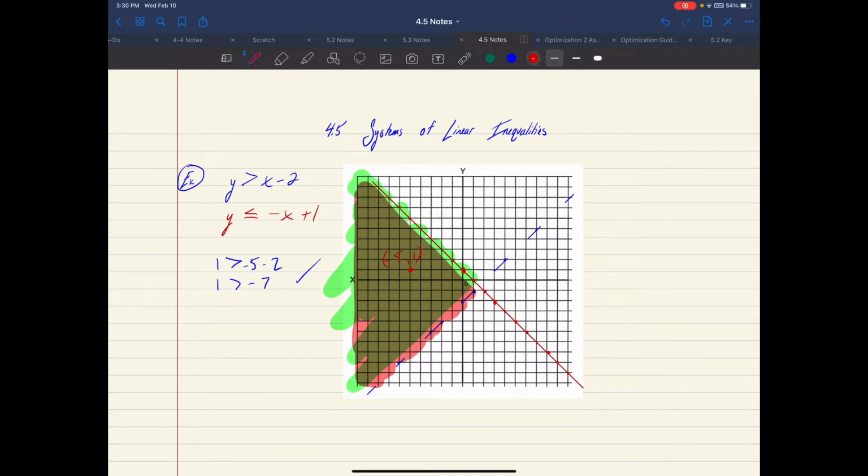And then in the second inequality, I would plug in the same numbers. So I have 1 is less than or equal to negative of negative 5, because the x is negative there, plus 1. So I get 1 is less than or equal to 5 plus 1, or 6, which is also true. So that's a test point to make sure that is the correctly shaded region.